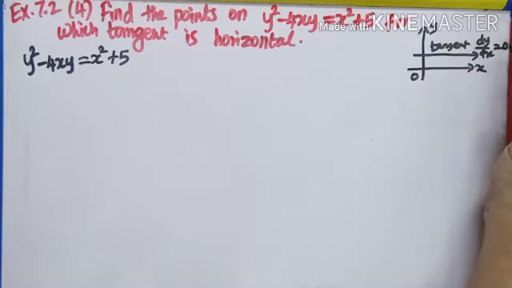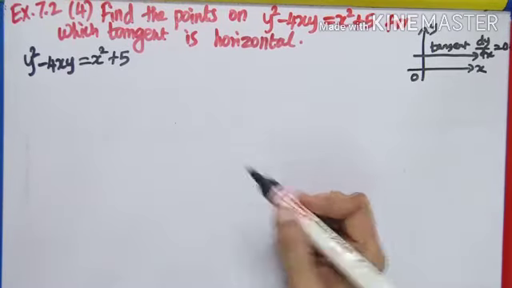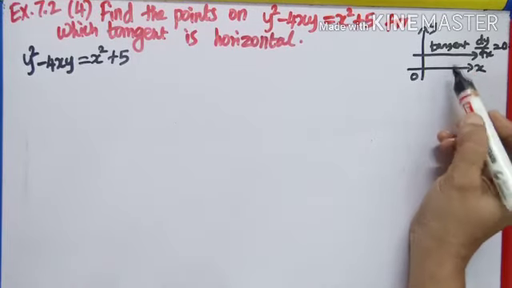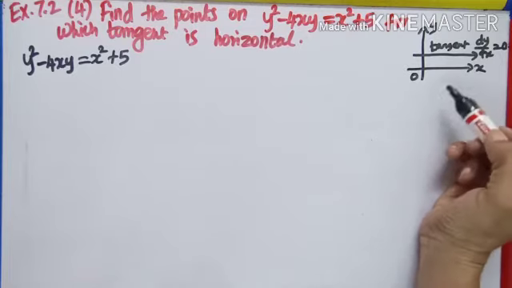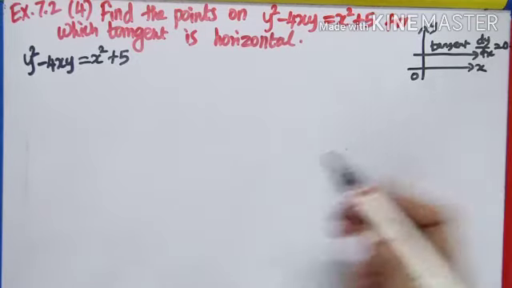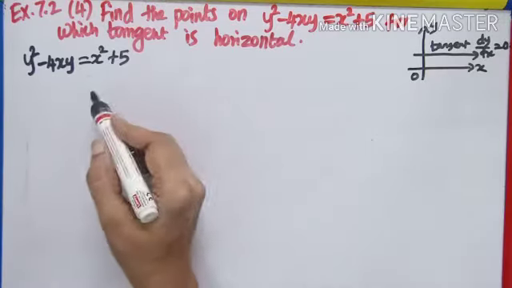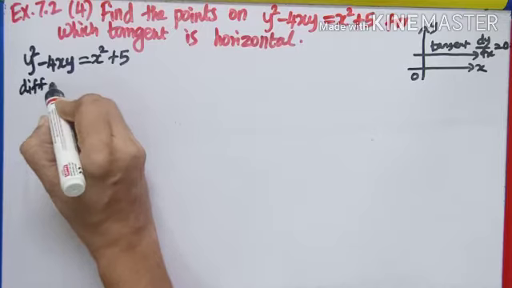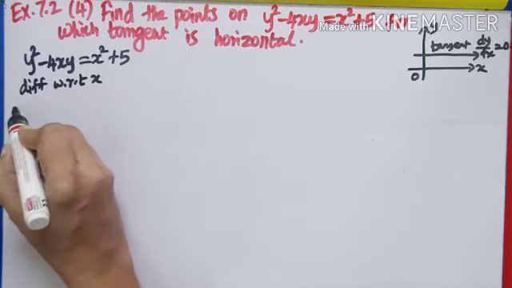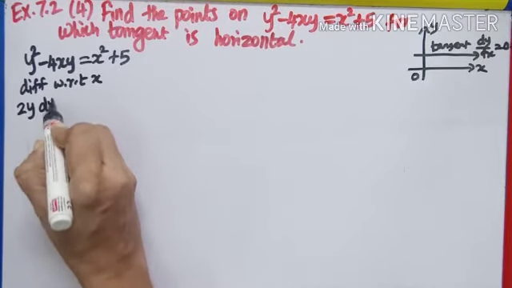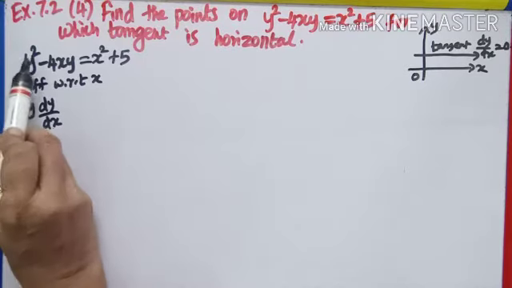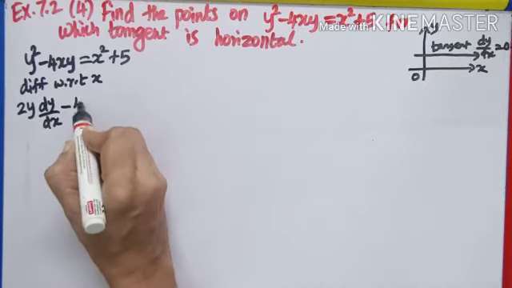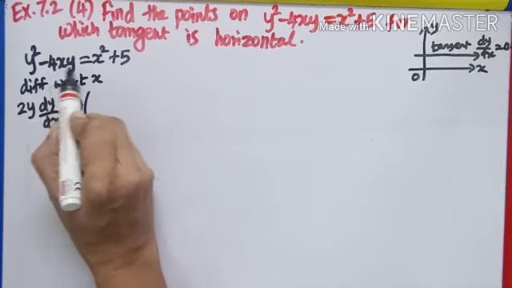So we say dy by dx is 0. Remember, whenever the tangent is horizontal, it will be parallel to the x-axis. In that case, dy by dx is equal to 0. Use that condition to get the point. Now given the equation, let us differentiate with respect to x. y square becomes 2y, y becomes dy by dx. Minus 4 into x y. It is in product.